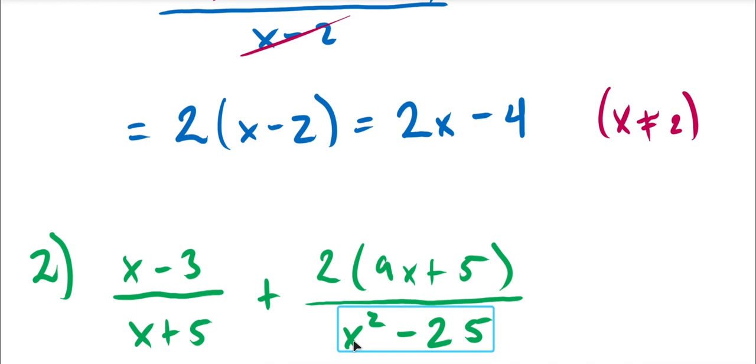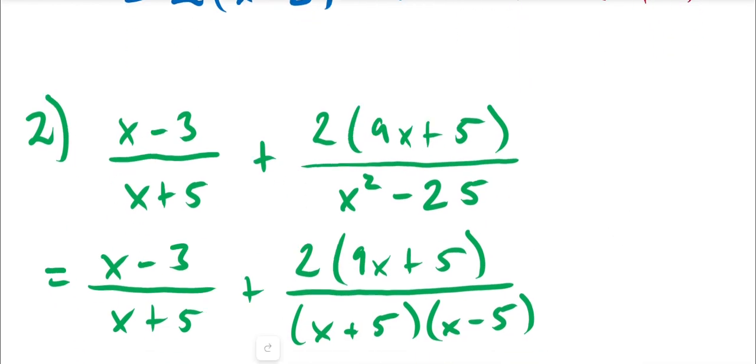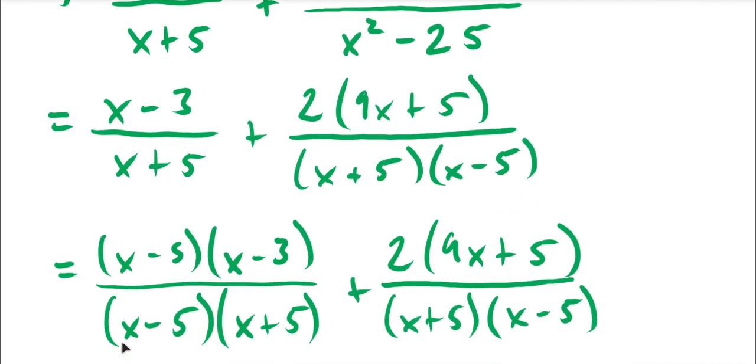What we're going to have to do is first factor to see what the bases are. This is a difference of squares, so we have x plus 5, x minus 5 here. This one has an x plus 5, but it's missing the x minus 5, so we want to multiply by that on the top and bottom.